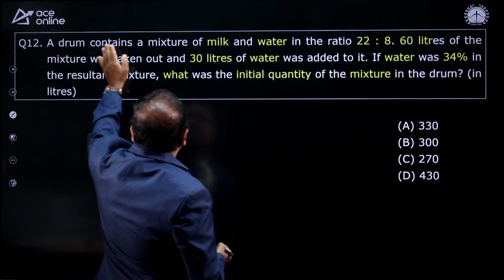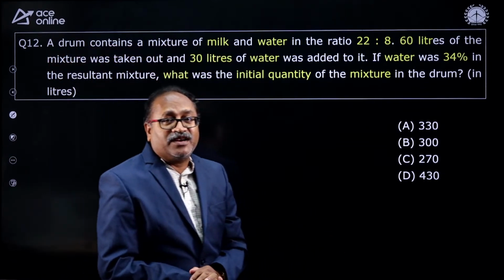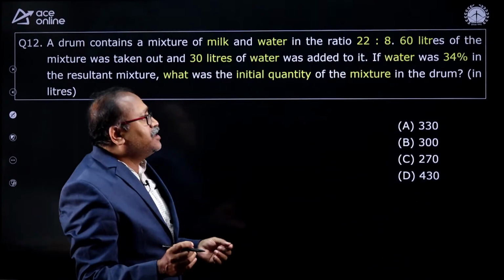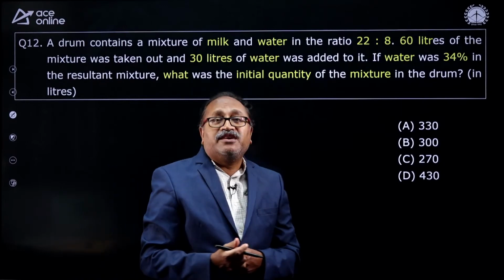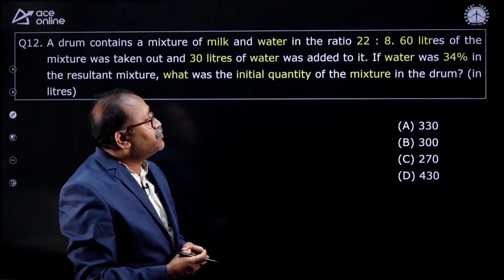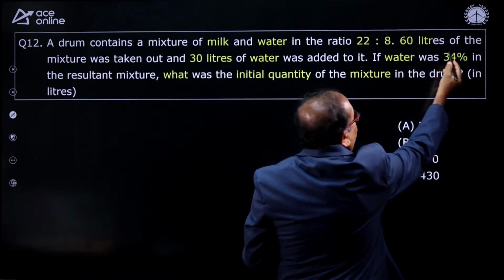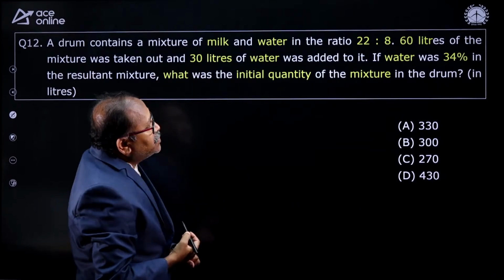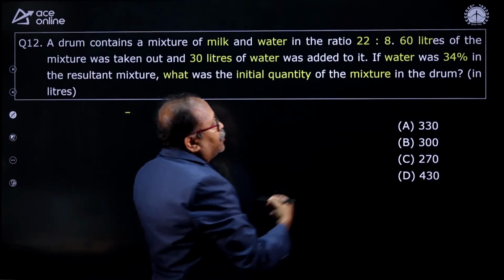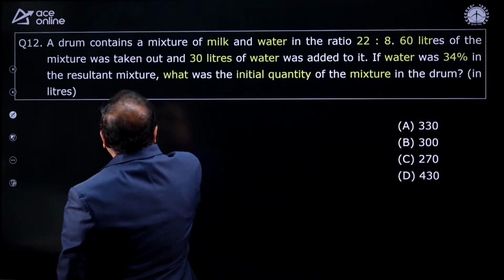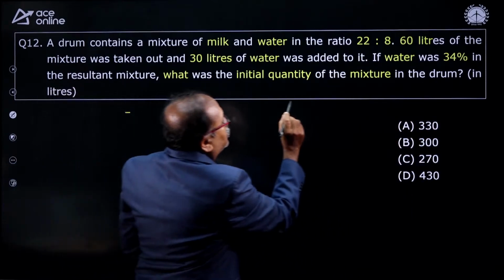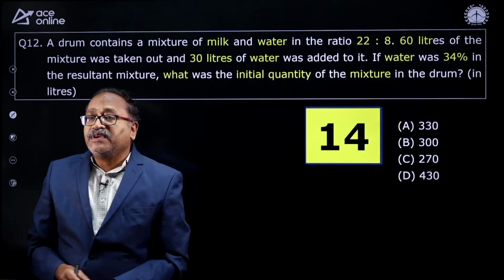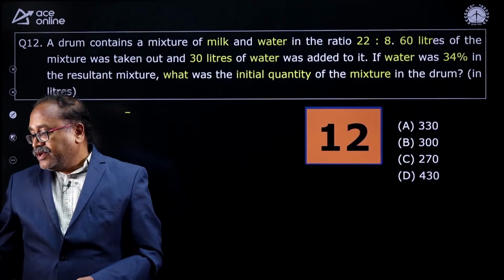So let's say that a drum contains a mixture of milk and water, Sai, in the ratio of 22:8. Okay, 22:8, we can read it as 11:4. So 60 liters of mixture was taken out and 30 liters of water was added to it, Mr. Sumit. Now, if the water was 34% of the resultant mixture, what was the initial quantity of mixture in the drum? So think about the question for 15 seconds. Just think of it.